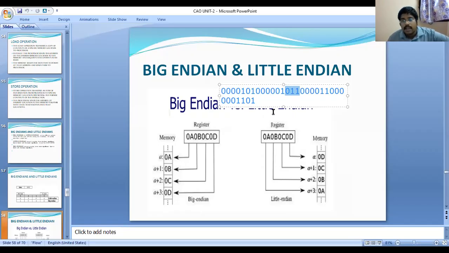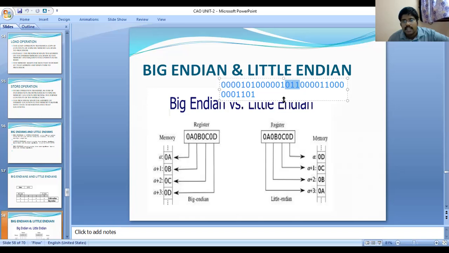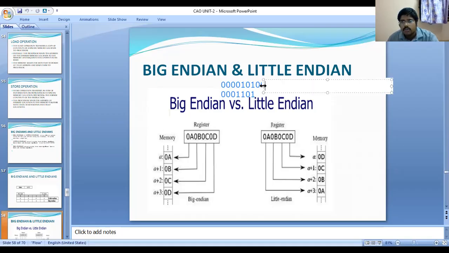Next, what is meant by big endian and what is meant by little endian? Big endian means, see here, this will be represented as the most significant byte. Byte means 8 bits. These 4 and these 4 all together, 00001010, that means 0A will be considered as the most significant byte. Next significant is 0B. Next byte is 0C. Next byte is 0D.